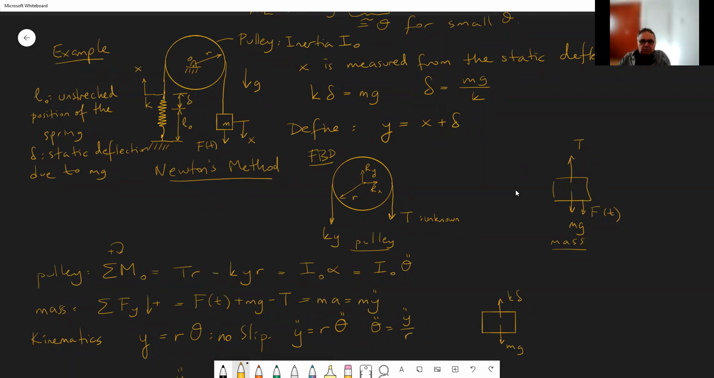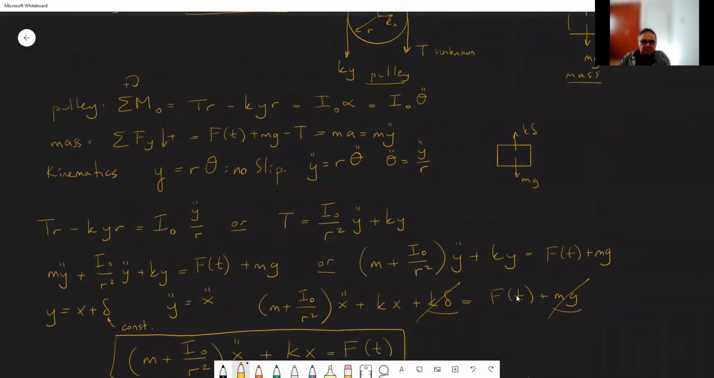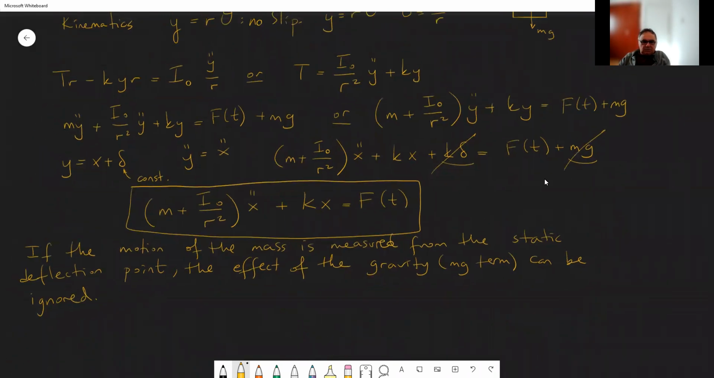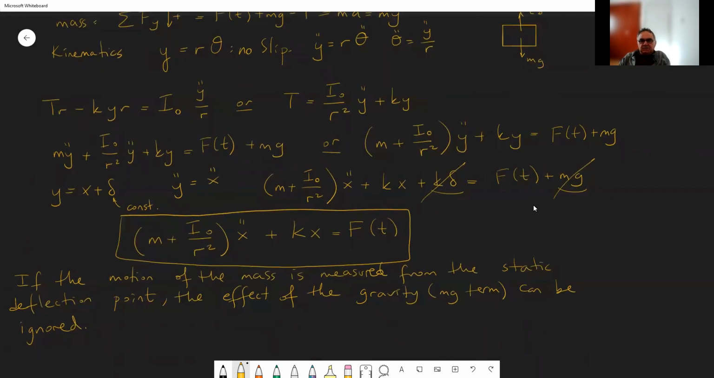All right, so much. Well, this is the Newton's method. I will continue with the same problem with energy method, but let's take a break because it's almost 9:30 now. So let me pause.